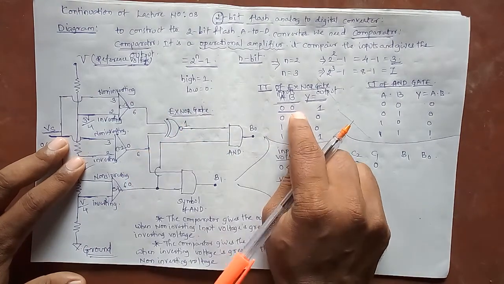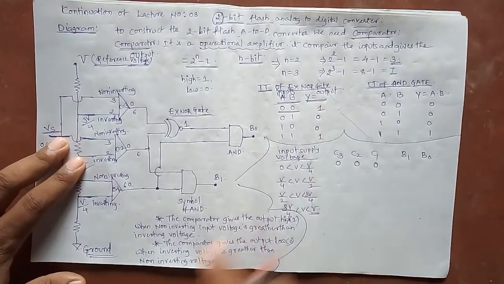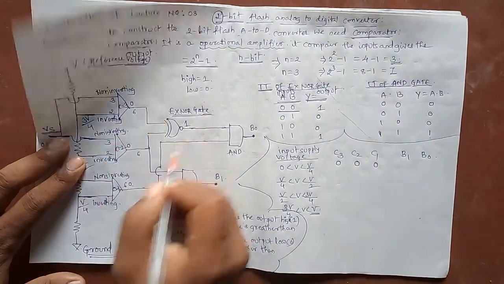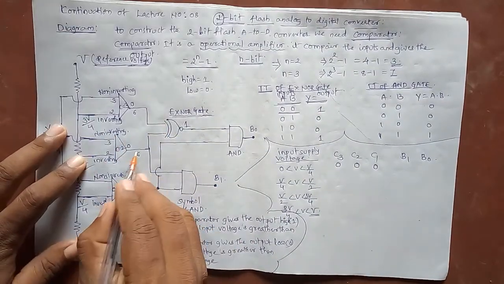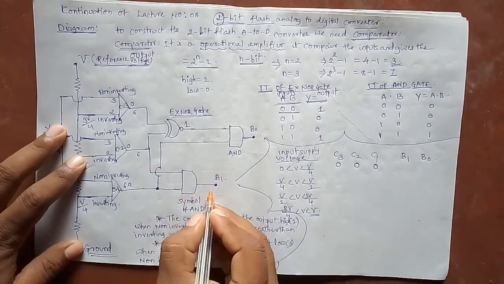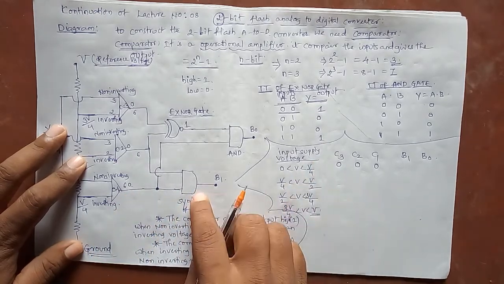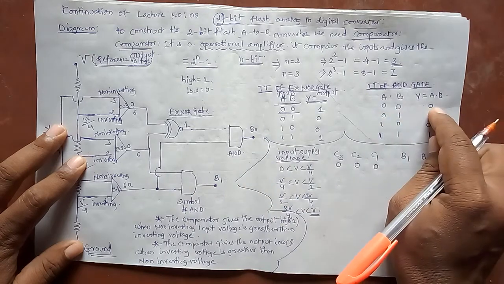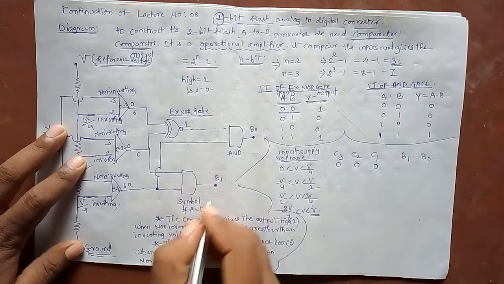When both the inputs are 0, the XNOR gate output is 1. Here both inputs are 0, 0, and to the AND gate, here input is 0 and here input is 0. When both the inputs are 0, the AND gate output is 0.